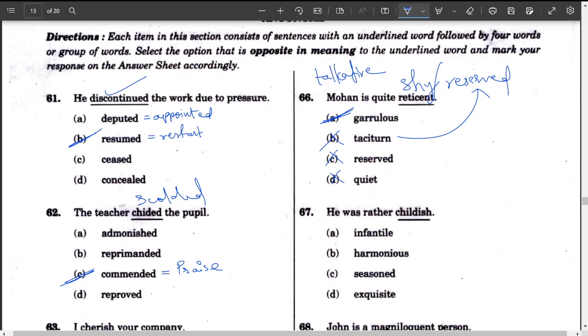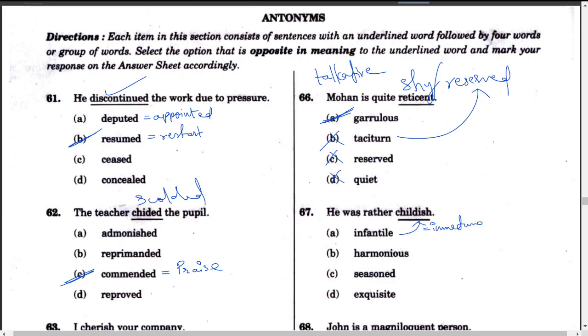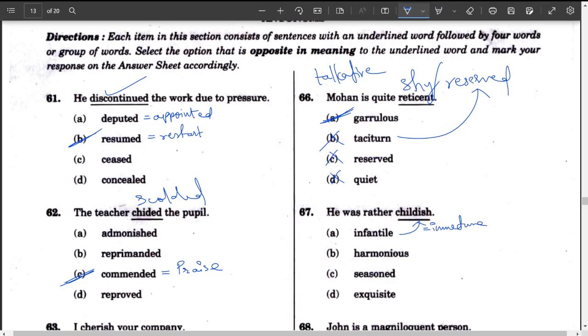Next, he was rather childish. Okay, childish, infantile in the sense childish. That means immature. Next, harmonious. Anybody who is friendly. Seasoned is one, season is related to food, seasoning the food. Another season is anybody who is experienced. Next, exquisite is delicate. Okay, so which option you can opt here? Seasoned is experienced, childish experienced, can be opposite.